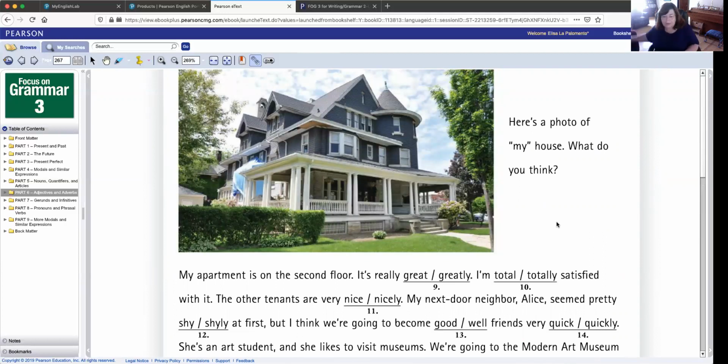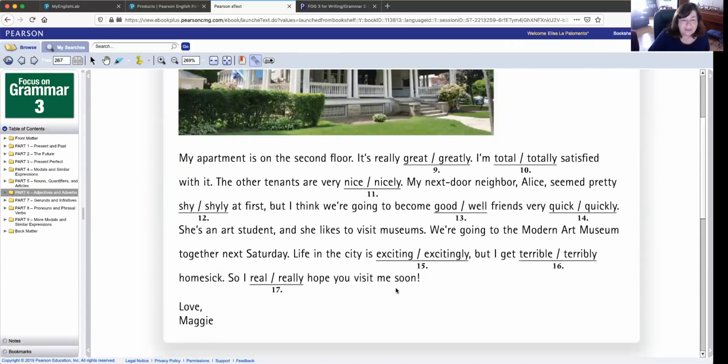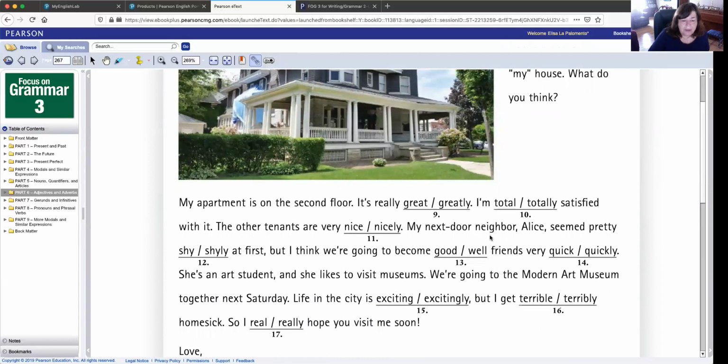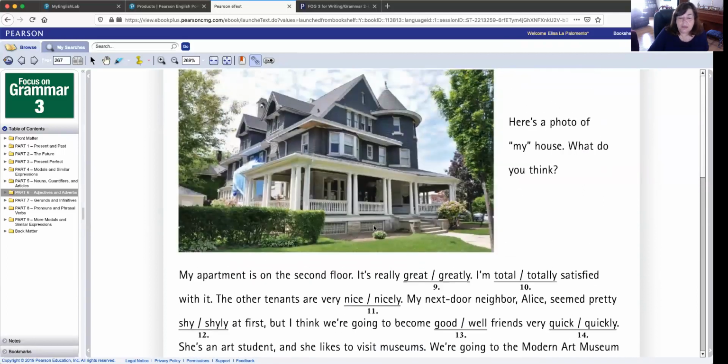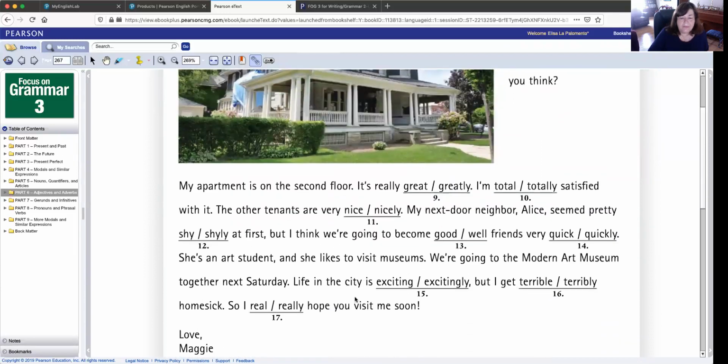Well, I'll tell you what. It's easy to figure this out. All right, so this is a little paragraph about the apartment. He says, here's a photo of my house. What do you think? And again, just like the other exercise, you're going to pick the correct word, an adjective or an adverb. My apartment is on the 2nd floor. Now when he says it's here, he's referring to the apartment, which is a noun, right?